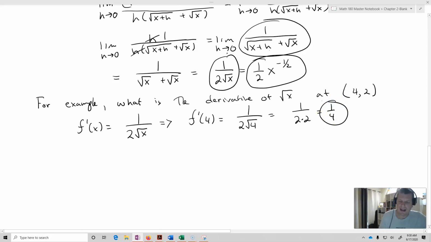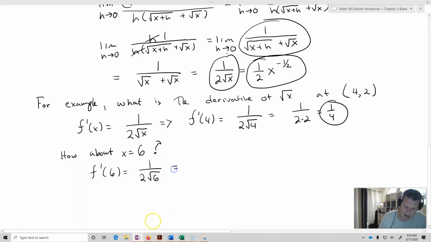Really handy, right? I could say, how about x equals 6? Another way to see that? Well, f prime of 6 is going to equal 1 over 2 times the square root of 6. And so that's 1 over 2 root 6. We'll just leave it at that. And that's actually the instantaneous rate of change for that function at the point (6, root 6). Just like 1/4 is the rate of change for the function at the point (4, 2).